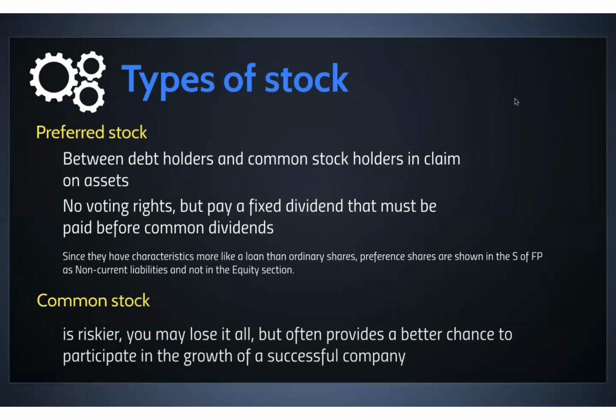And now we have to talk a little bit about different types of stock. We have two different types of stock. Common stock, which is at the bottom of the slide. This is ordinary shares. You like owning the share of the company. It is riskier, of course, you may lose it all, but often provides a better chance to participate in the growth of a successful company.